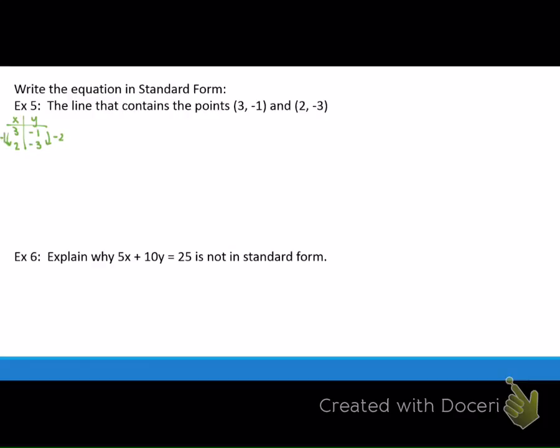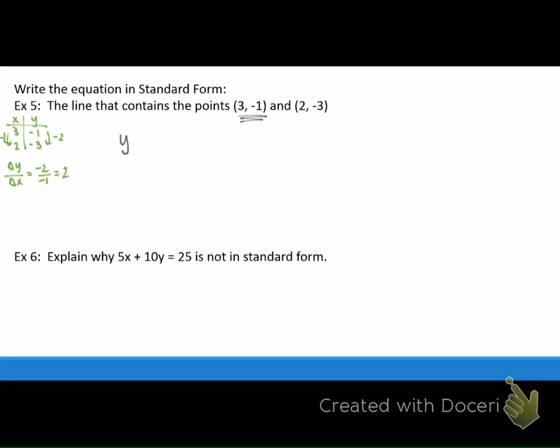So negative 2 over 1. Negative 2 over negative 1 is 2. Good. All right. Now I have to get it into point slope form, Hannah. How does that look? Which point do you want to use? I don't really care which one. 3, negative 1. Okay. So go ahead and write it in point slope form.